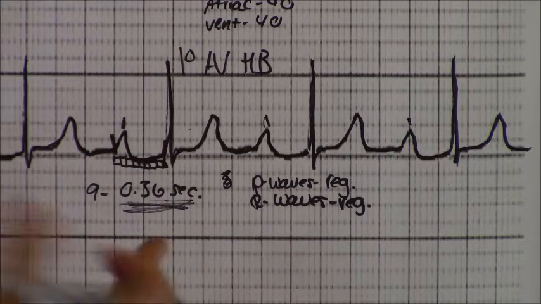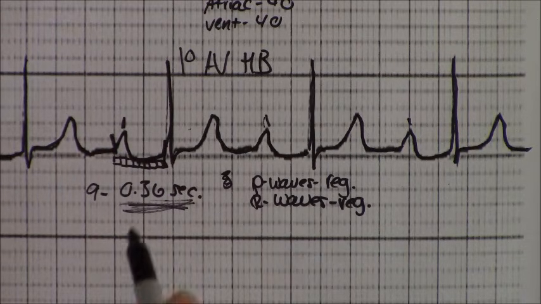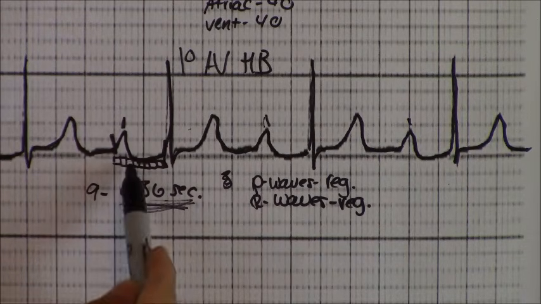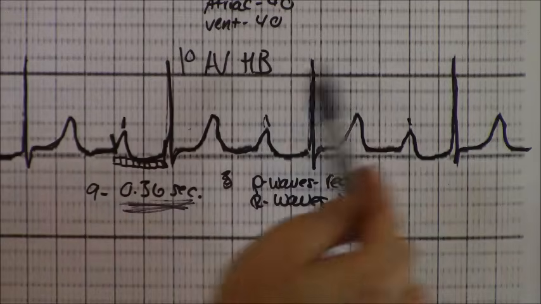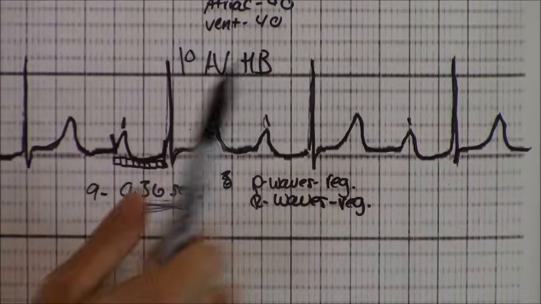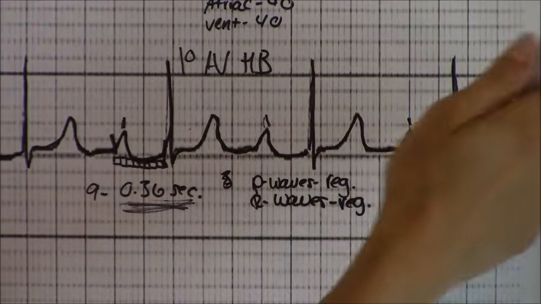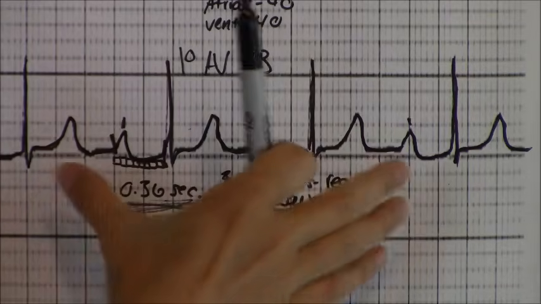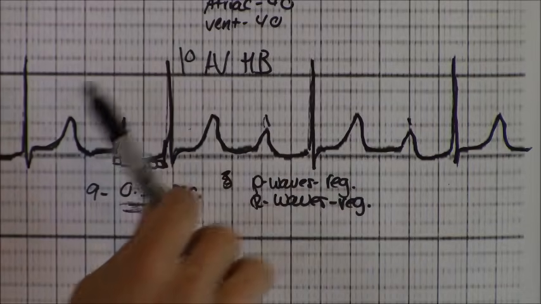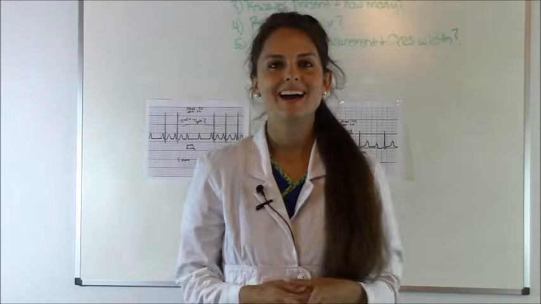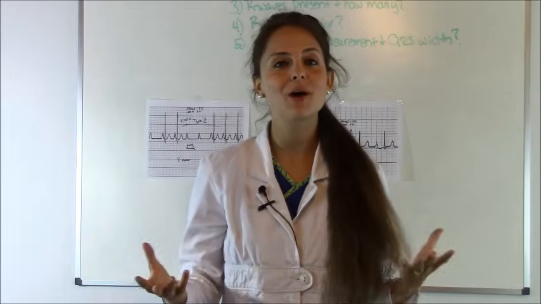And why is this not a third degree heart block? This is not a third degree heart block because you have your atriums and your ventricles beating together. They're all in a nice little set. You just don't have random P waves and random QRSs. So that is why this isn't a complete heart block. It is a first degree AV heart block. Okay, so that is how you go over heart blocks.